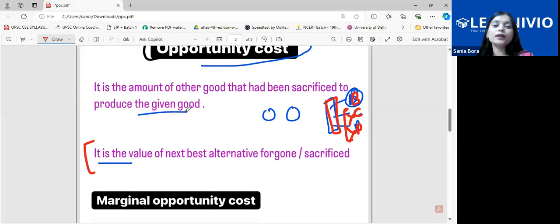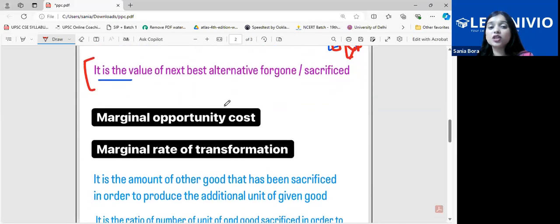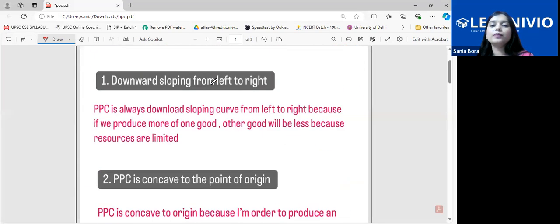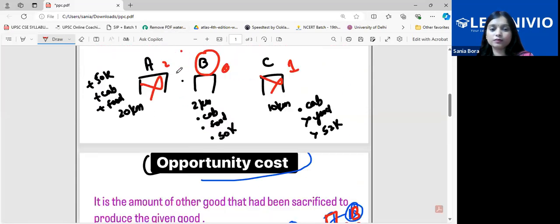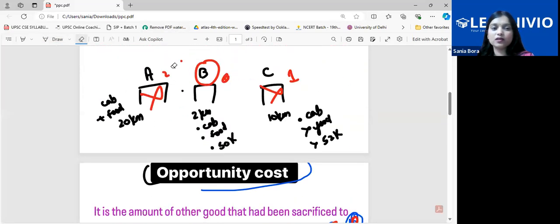Now coming to the next one, marginal opportunity cost, or the other name is marginal rate of transformation. Whenever this word marginal comes, it means addition, additional. Okay, let's take an example. Let me just erase it here.